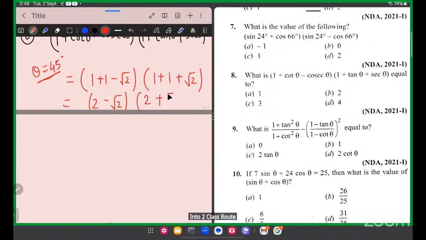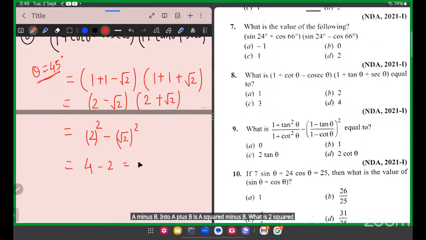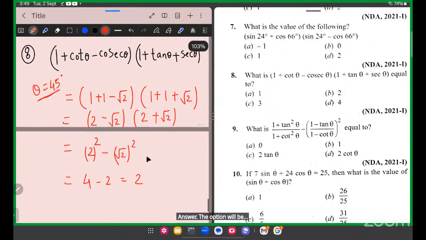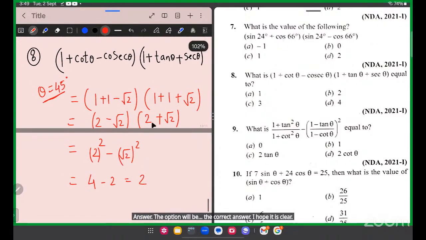Again, a plus b into a minus b. What is a plus b into a minus b? A square minus b square. What is 2 square? 4. 4 minus 2 is 2. So the final answer is 2. B should be the right answer. B option will be the correct answer. I hope it is clear. So the answer is 2. Understood?